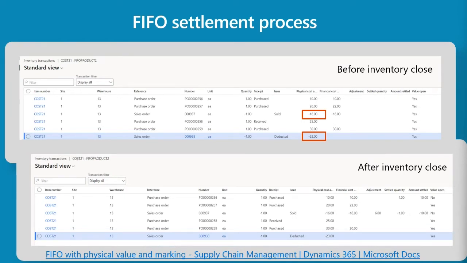following the FIFO principle. The cost of the issue is adjusted by $6 to a settled cost of $10 to match the receipt transaction. The issue transaction that is only physically updated remains unsettled until it has been financially updated and we perform the next inventory close.